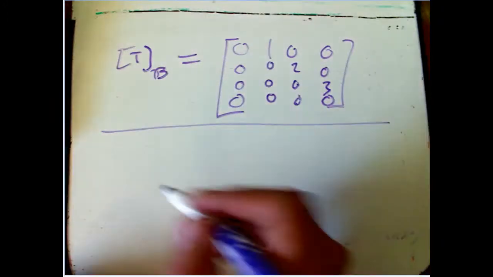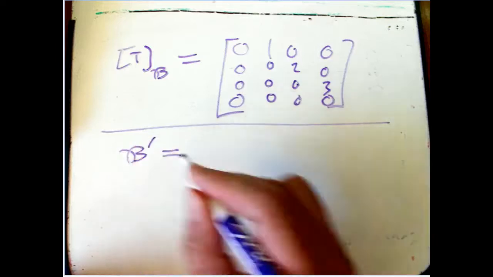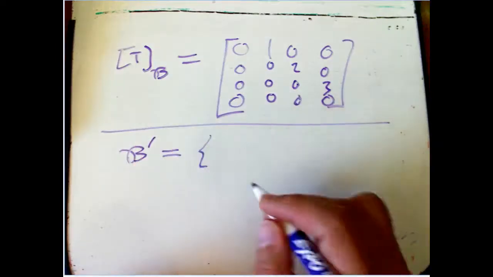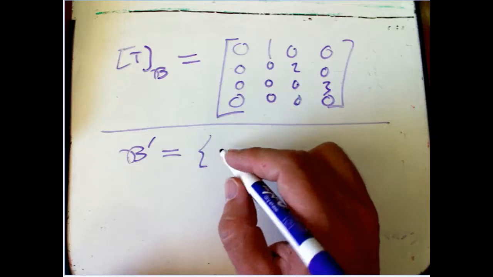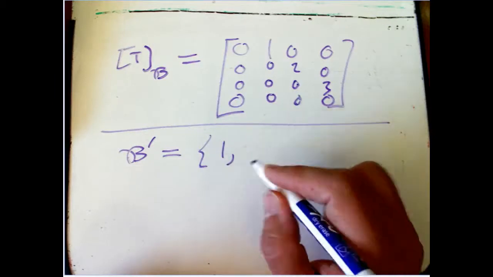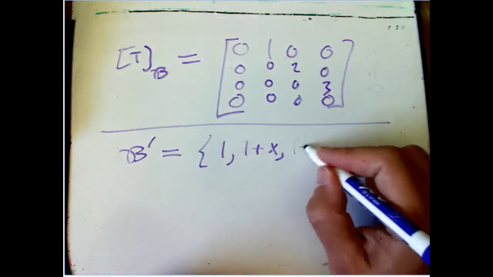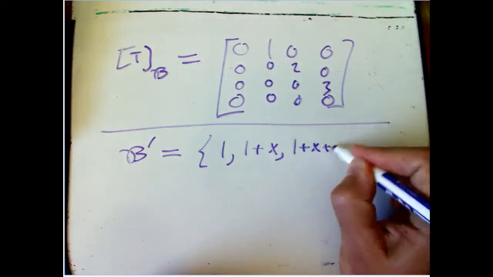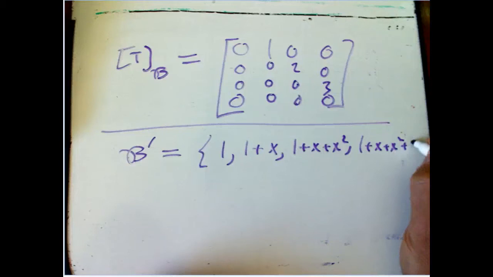Okay, so we could also have, what if we had chosen another basis, B prime? Let's say that basis might be 1 plus x, 1 plus x squared, 1 plus x squared plus x cubed.